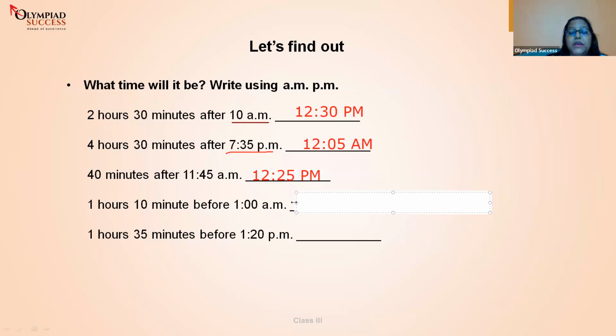Now just be careful, okay? Here they are using the word before. 1 hour 10 minutes before 1 a.m. Is it 12:50 p.m.? If you go back 1 hour from 1 a.m. over here, what will be the time?